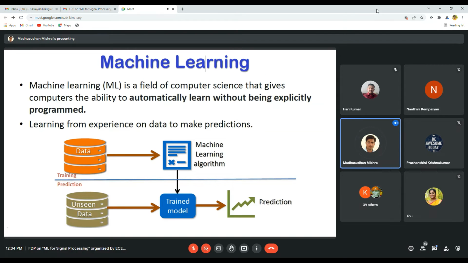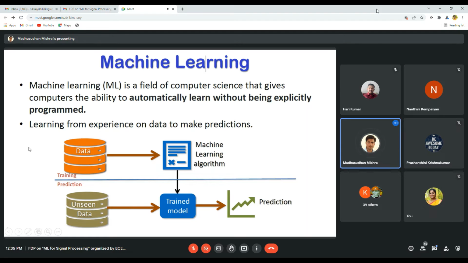Then here we have machine learning. Now we know that it's a field of computer science that gives computers the ability to automatically learn without being explicitly programmed. There is no need to program. It learns from the experience. So it learns from experience on data to make the prediction.